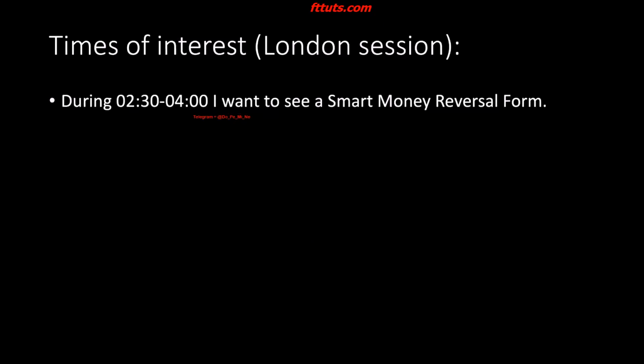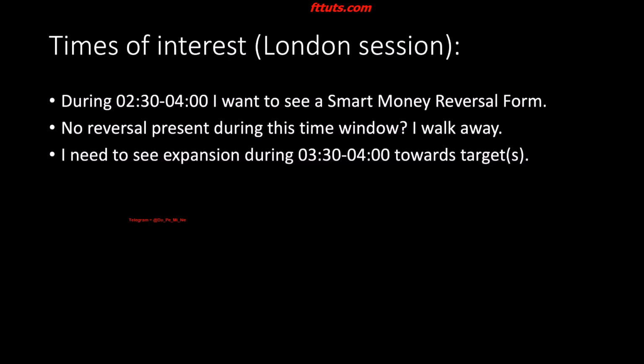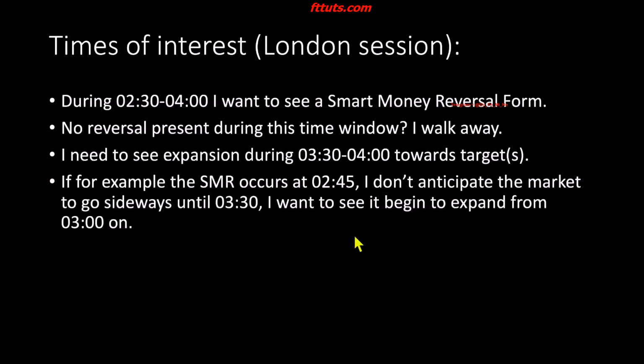During 2:30 to 4 a.m., I want to see a smart money reversal form. If no reversal is present during this time window, I will walk away from the London session. I need to see an expansion leg during 3:30 to 4 a.m. towards the targets. If, for example, the smart money reversal occurs at 2:45 a.m., I don't anticipate the market to go sideways until 3:30 a.m. I want to see it begin to expand from at least 3 a.m. on.